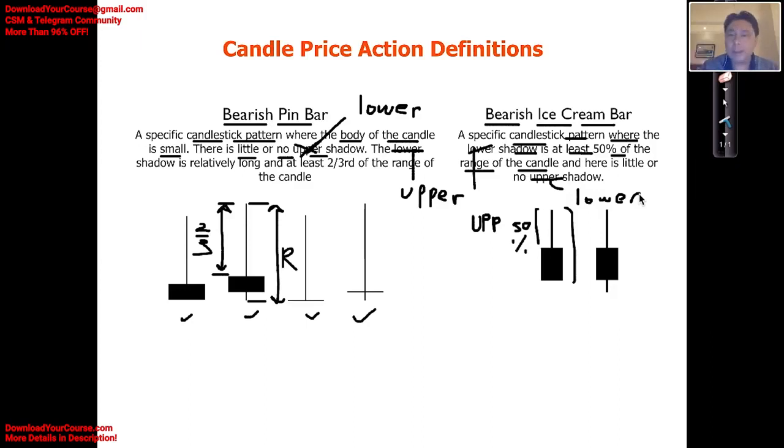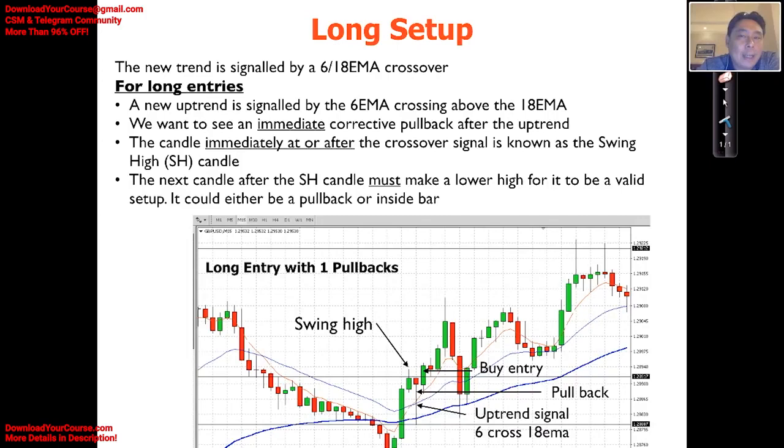Okay, so get that definition clear, and then we're going to move on to the specific entry and exit rules. All right, so let's take a look at how we set up for a long trade. The first thing is, when we're going to go long, we're looking for a new short-term uptrend. And we identify a new uptrend by the 6 EMA, the 6 exponential moving average, crossing above the 18 exponential moving average. So again, a new uptrend is signaled by the 6 EMA crossing above the 18 EMA.